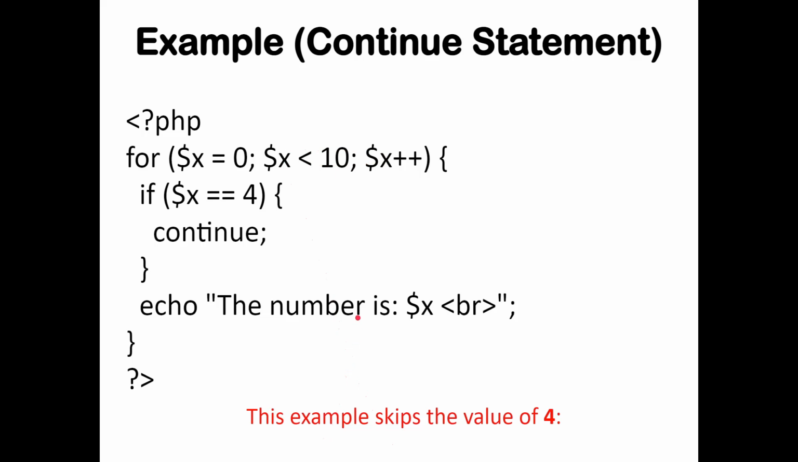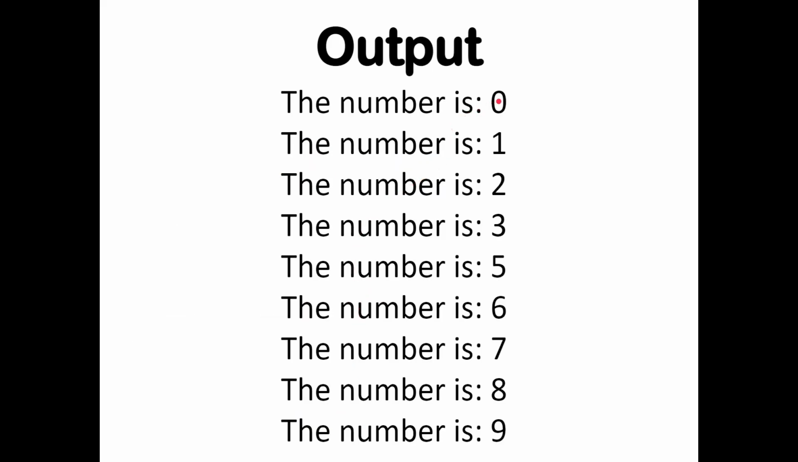Okay friends, let's see its output. So here you can see 0, 1, 2, 3, and 4 is skipped from here, and you can see 5, 6, 7, 8, 9.